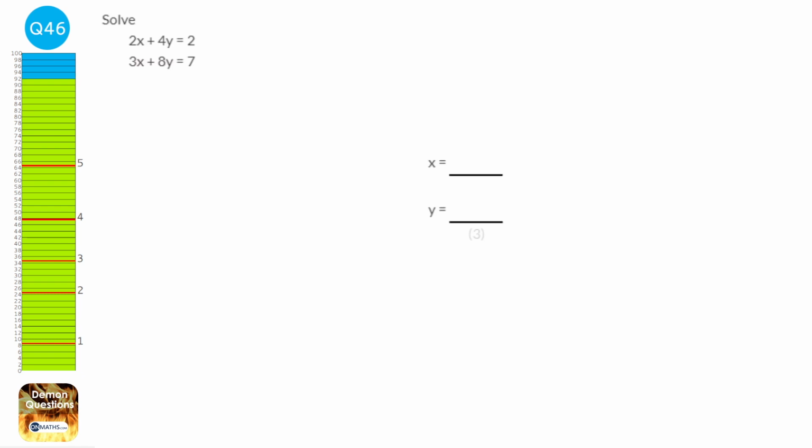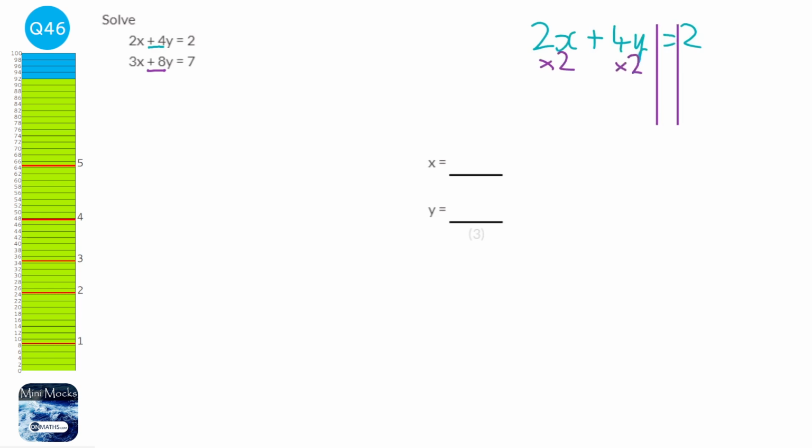Here we notice with the simultaneous equations, the coefficients of the x are different and the coefficients of the y are different. But if you look at the coefficients of the y, they are similar, because we've got a +4 here and a +8 here. So all we need to do is multiply the top one by 2. So we're going to do 2x plus 4y equals 2, and we're just going to multiply all of the terms here by 2 to get that second term, the 4y, to make it equal to 8y. So that's going to be 4x plus 8y equals 4.